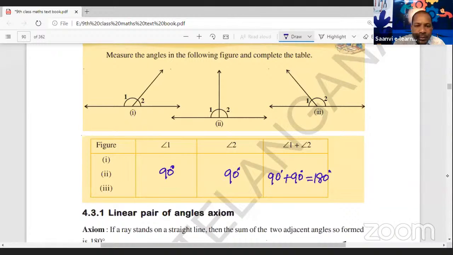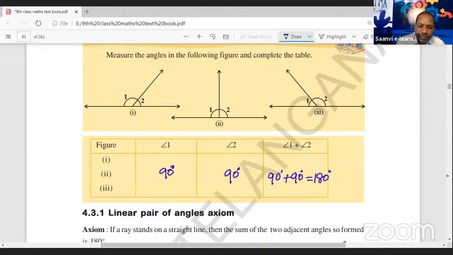See here, if we observe these two angles, they are adjacent angles. Angle 1 and angle 2. Here also angle 1 and angle 2 are adjacent angles. Why? Because they have a common arm and common vertex. Here also angle 1 and angle 2 are adjacent angles. So when we find the sum of these two angles, how much are we getting? We are getting 180 degrees.